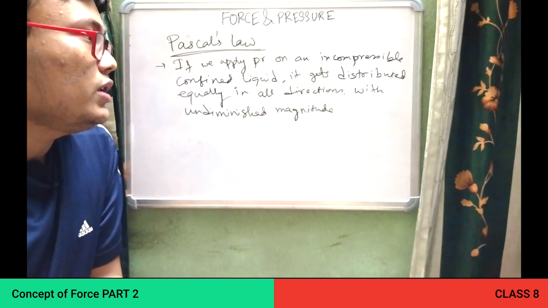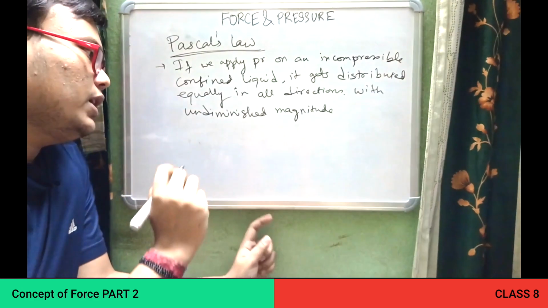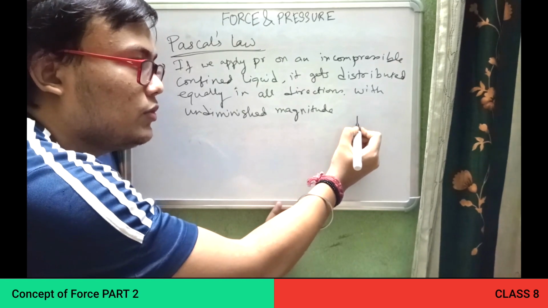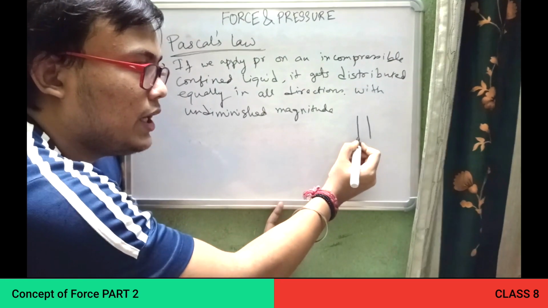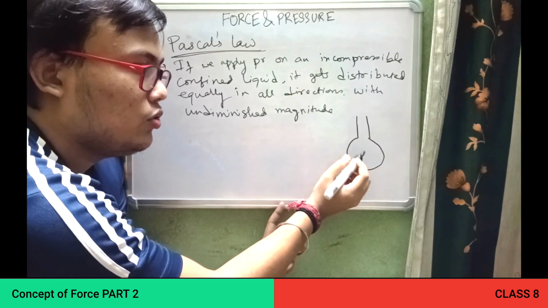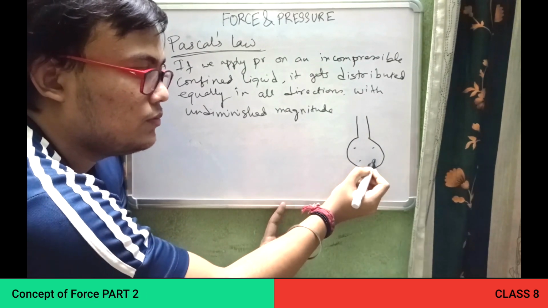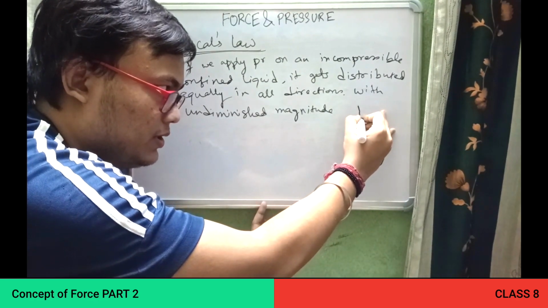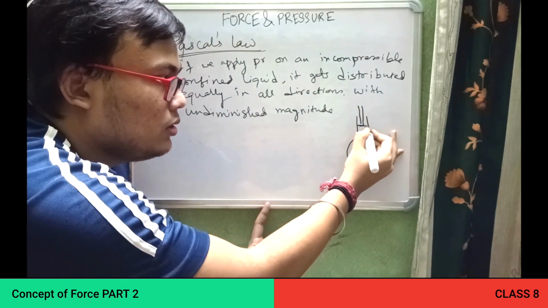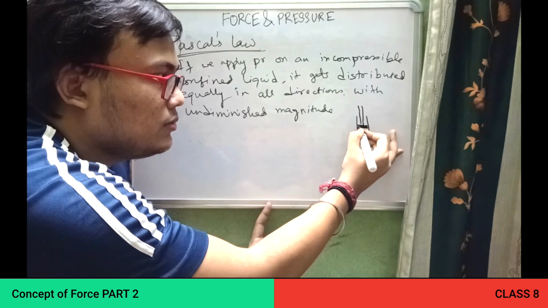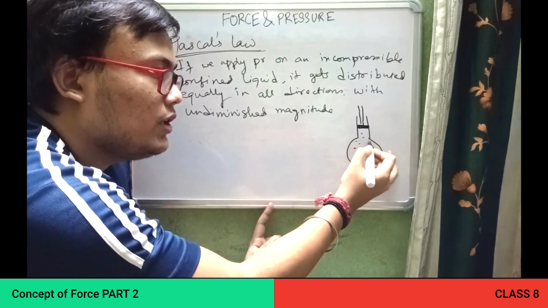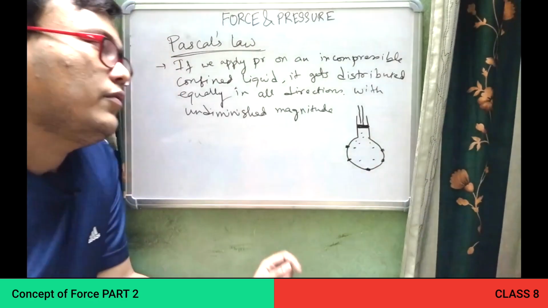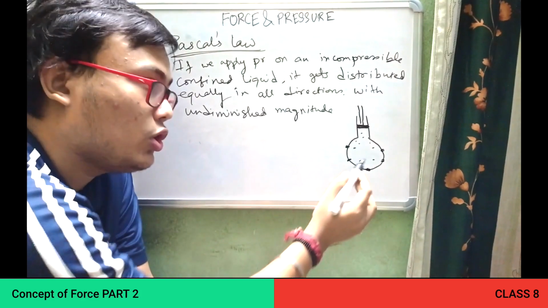Right. So what does it mean? If we take an example, like a long necked test tube, a long necked container, and we have made many holes. Now we have placed an airtight piston over here, and we have filled it up with water.